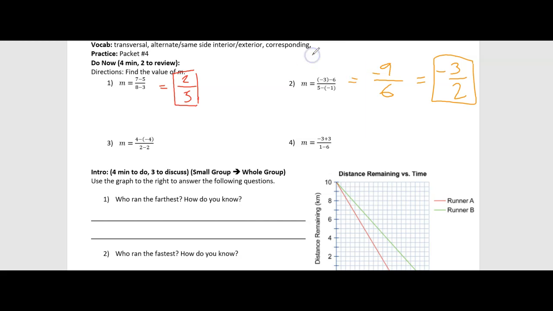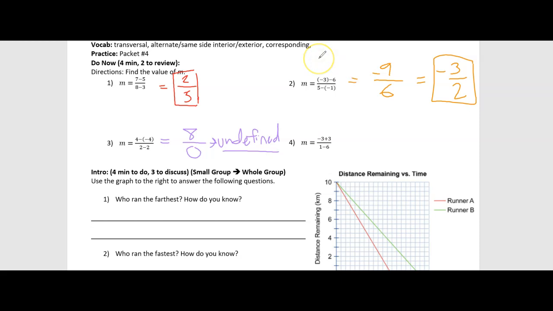Number 3, 4 minus negative 4, again, is like 4 plus 4, so it gives us 8. And 2 minus 2 is 0. This is undefined. We cannot divide by 0. So this fraction is undefined. Again, 8 divided by 0 is not 0. Again, that may be a common misconception students may have. If you divide 0 by 8, then it would be 0. But dividing by 0 leads to something undefined.